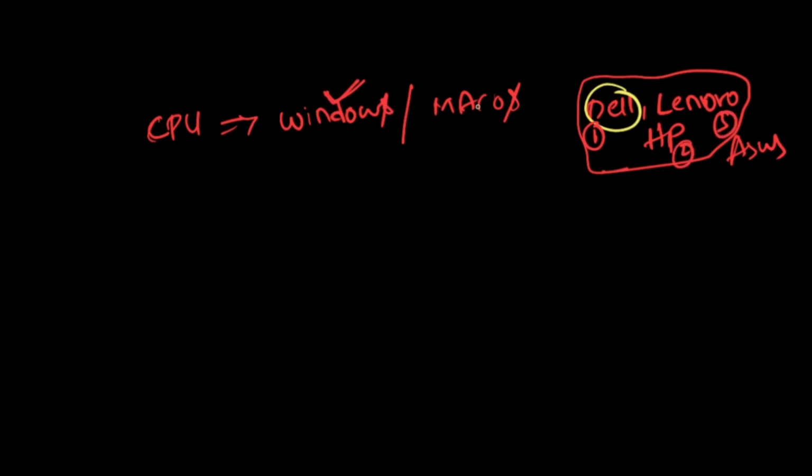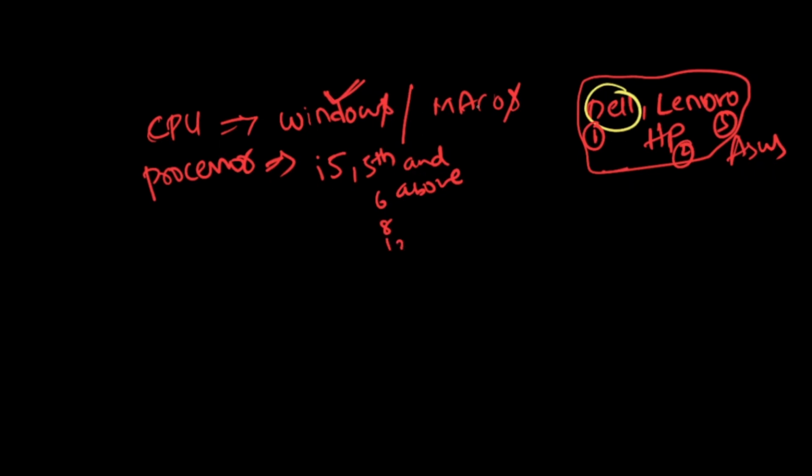Okay. Now coming to CPU, Windows or Mac OS, your wish. Next, processor. It is better to buy i5 fifth generation and above, which means in i5 there will be sixth generation, 8, 12 like that. i5 fifth generation onwards, anything you buy, no worries.